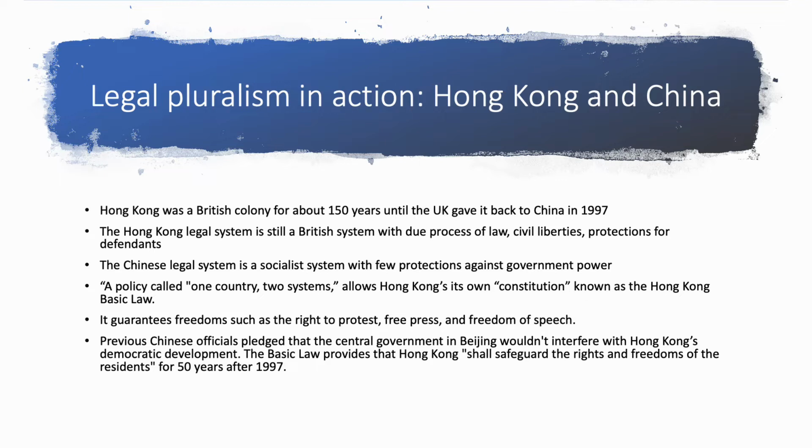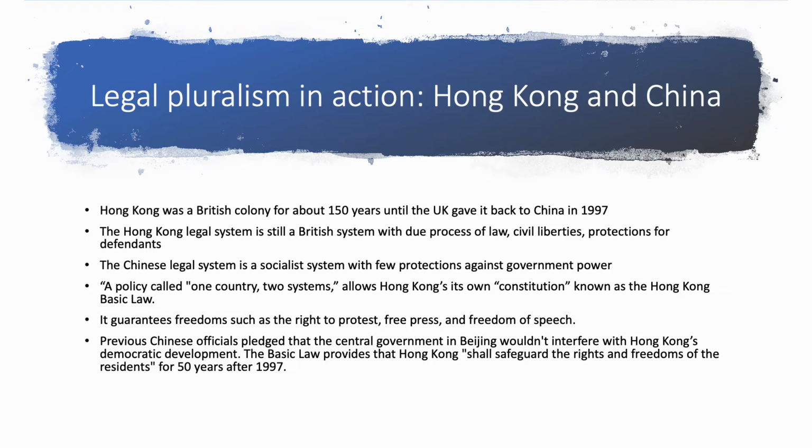There was a policy designed to deal with it called One Country, Two Systems, which was intended to allow Hong Kong to have its own constitution, which was called the Hong Kong Basic Law. And that constitution guaranteed those traditional freedoms: the right to protest, freedom of speech, freedom of the press, etc. Previous Chinese officials had said China will not interfere with Hong Kong's democratic development and will safeguard the rights and freedoms of the residents of Hong Kong for 50 years after 1997. Okay, that's way off in the future, right?